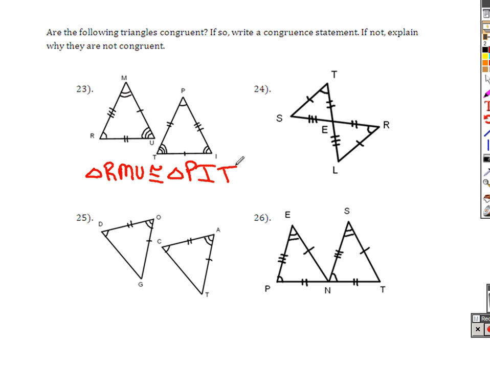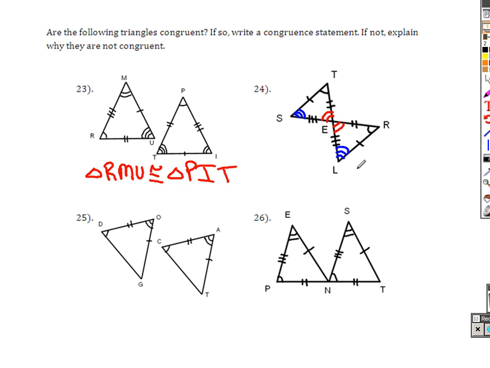Number 24, it only looks like we have 1 congruent angle. However, we have in here vertical angles, so they must be congruent. And because of that, we can then say, by the third angles theorem, we have a third pair of angles that must be congruent then. So we do have 3 sides and 3 angles again.